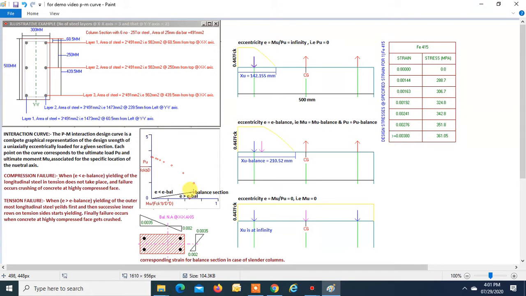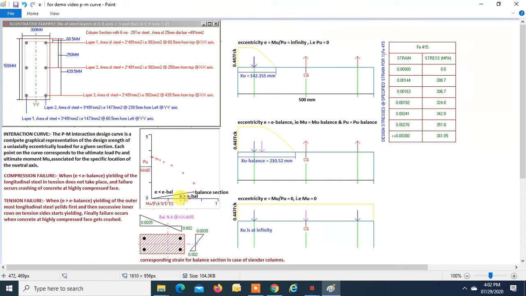Over here the eccentricity e is equal to 0, right? When we join this line, that is from this balance section point to the origin, above that e will be less than e balance, and below that e will be greater than e balance, right? So in this case, we will get a compression failure. What is a compression failure? When e is less than e balance, this is the compression face, and this is the longitudinal steel in tension. Yielding of this tensile steel does not take place, and before that, the outermost highly compressed face of concrete gets crushed. So that is a compression failure.